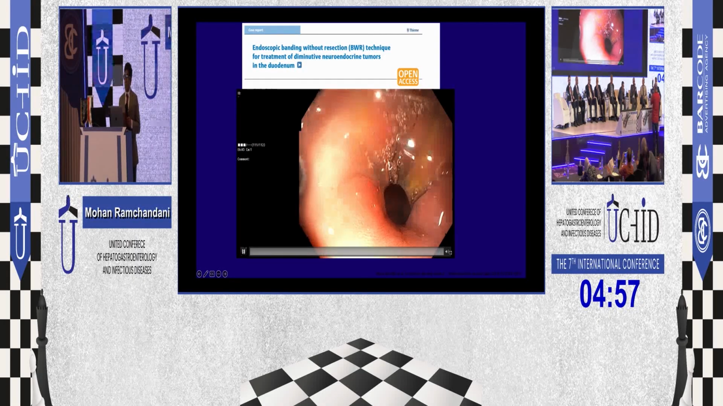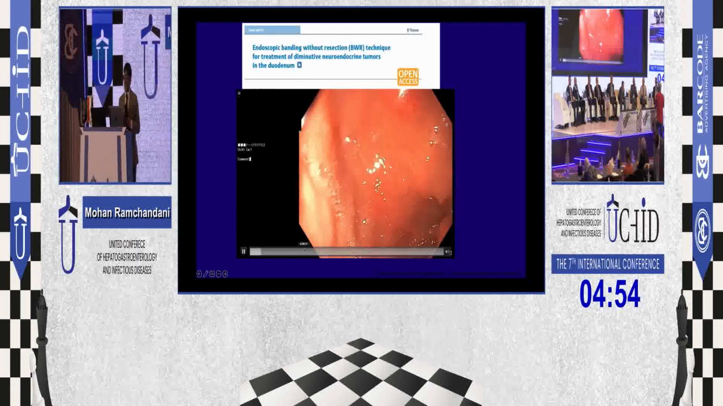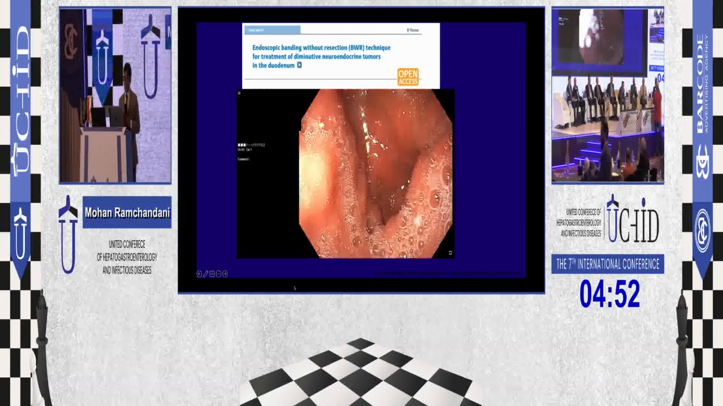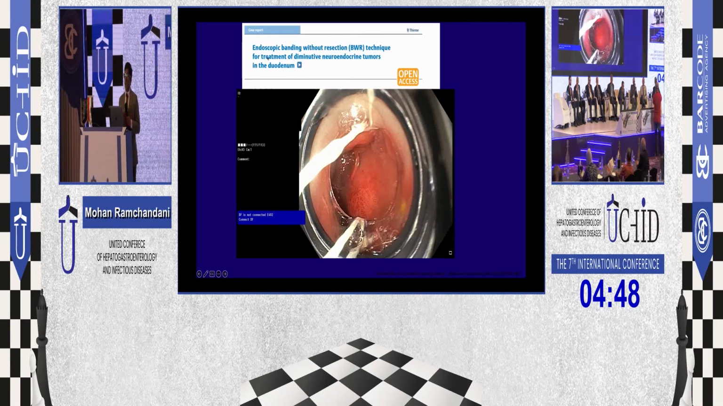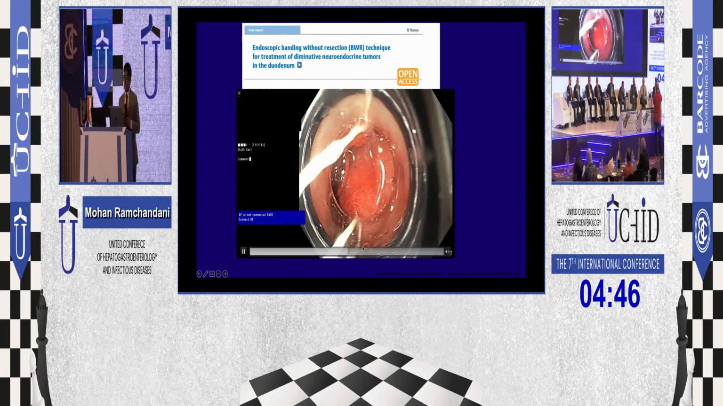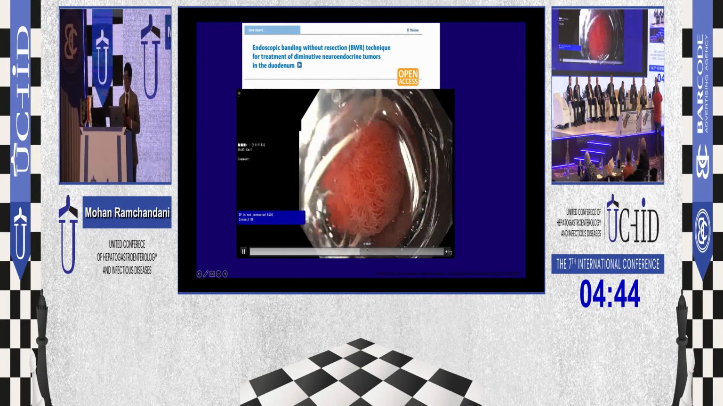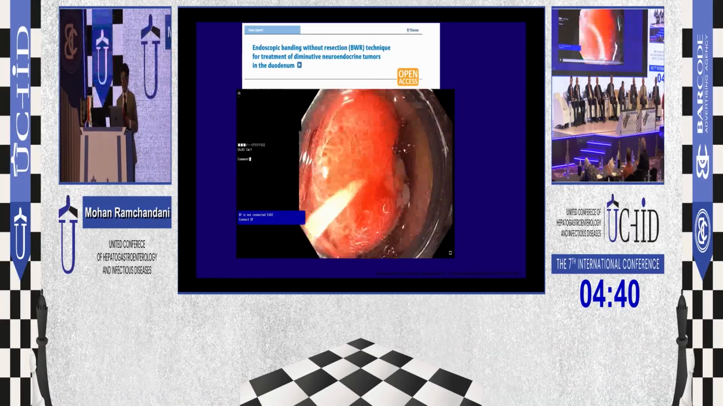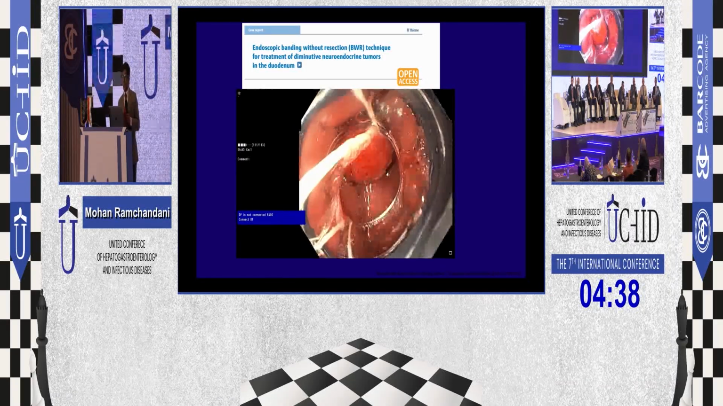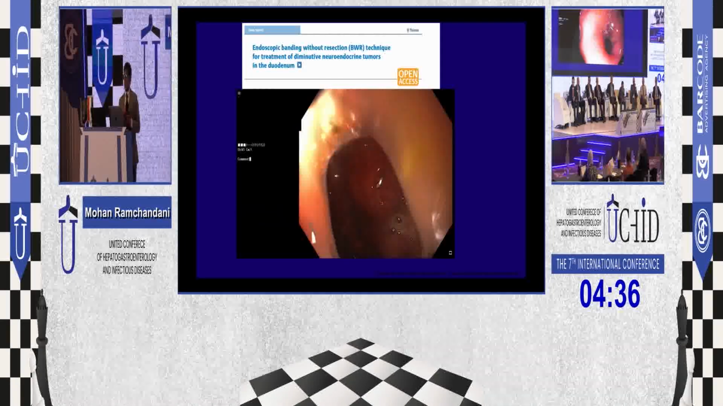What is the endoscopic treatment? The easiest endoscopic treatment, say for example, for duodenal neuroendocrine tumors, is band ligation without resection. You can just suck these tumors inside the band like varices, and once you apply the band, it cuts off the blood supply and these tumors fall off.